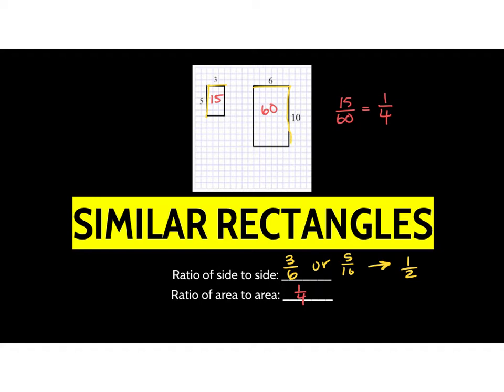If you know the ratio of the sides, you can take that and square it to get the ratio of area to area. So if we had 1/2 and we squared it, that would equal 1 squared over 2 squared, which equals 1/4, which is our ratio of area to area.